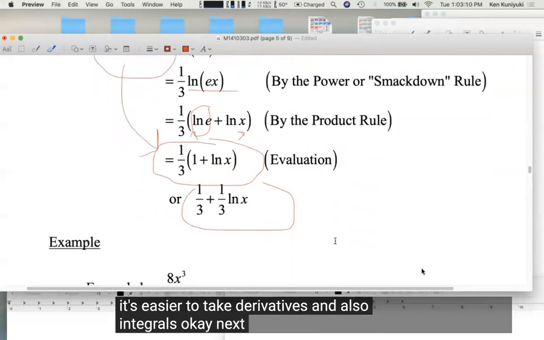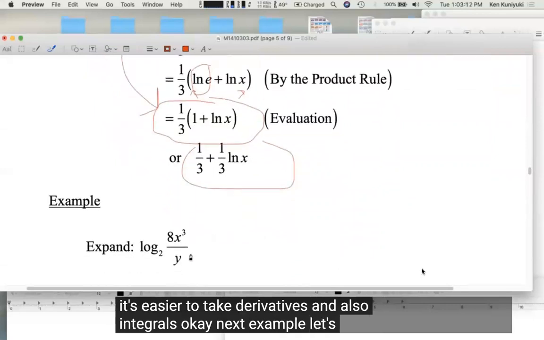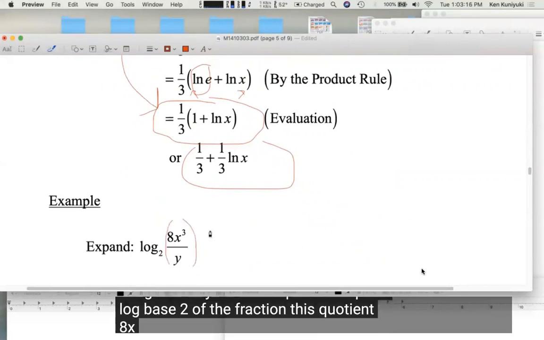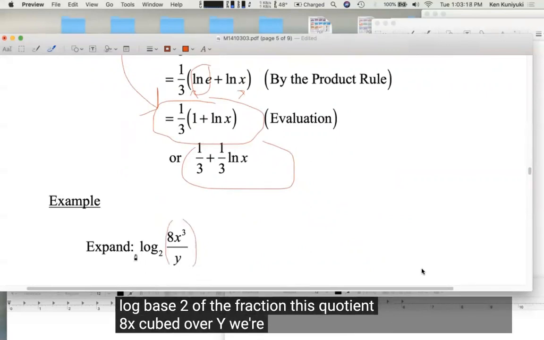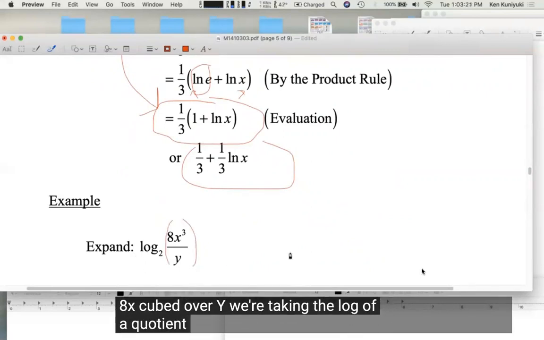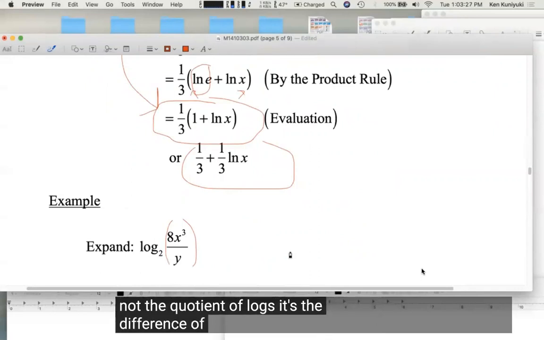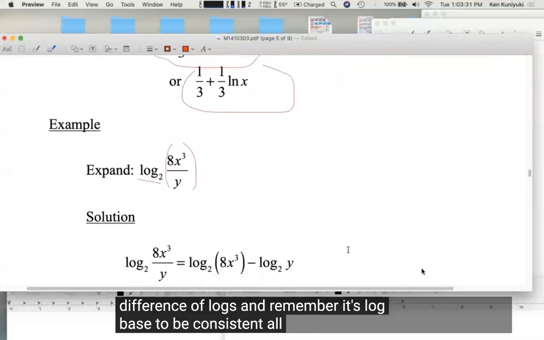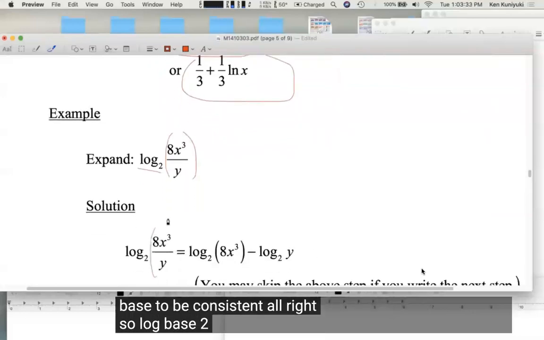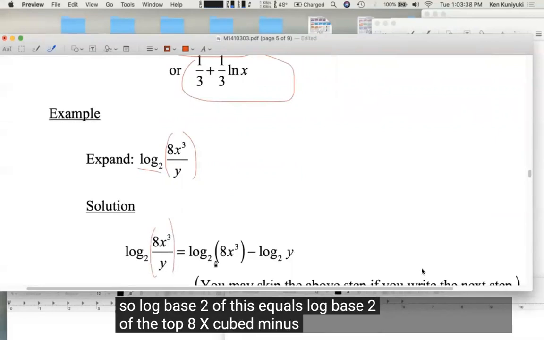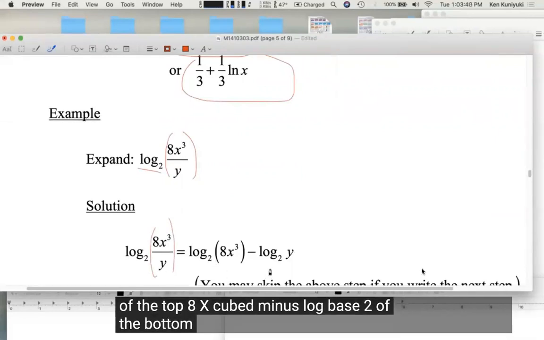Okay, next example. Let's expand log base 2 of the fraction, this quotient, 8x cubed over y. We're taking the log of a quotient. Now, the log of a quotient is not the quotient of logs, it's the difference of logs. And remember, it's log base 2. Be consistent. All right, so log base 2 of this equals log base 2 of the top, 8x cubed, minus log base 2 of the bottom, y.